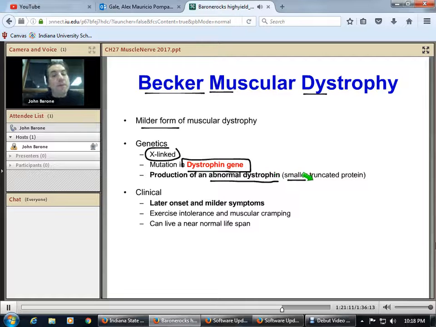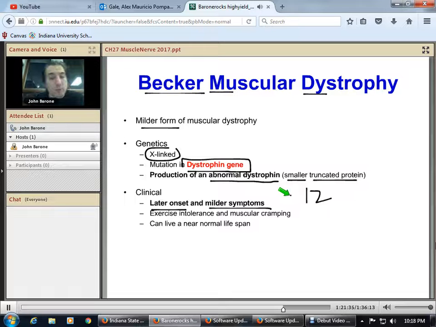Because you're going to mutate it, but you're going to at least make it. So you're going to make an abnormal dystrophin. It's usually smaller, it's truncated, but at least you made it. So it's abnormal. The muscle's going to break down, but it's going to take longer to break down because at least you got some structure. Make sense? So that's why it's going to have a later onset and a milder symptom.